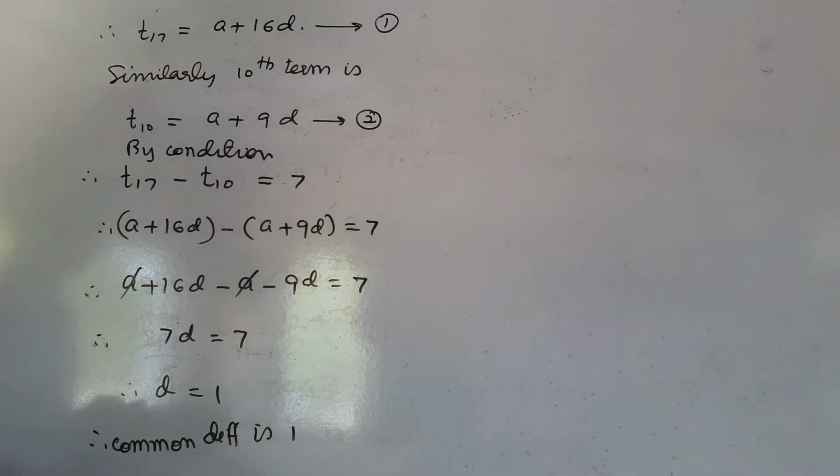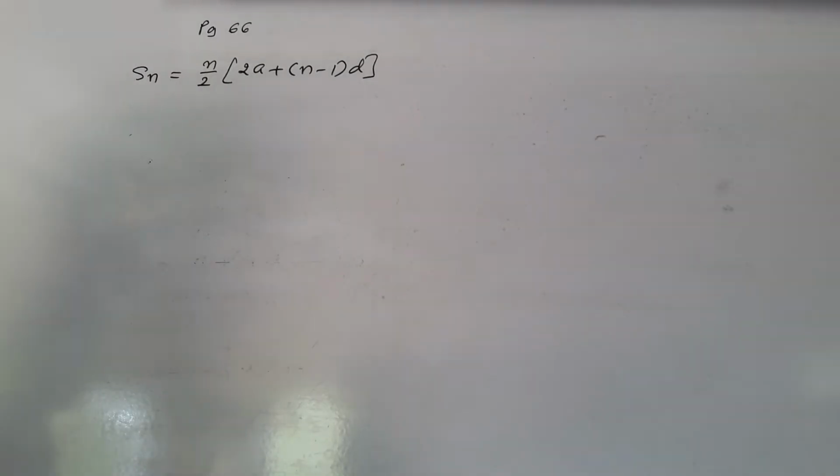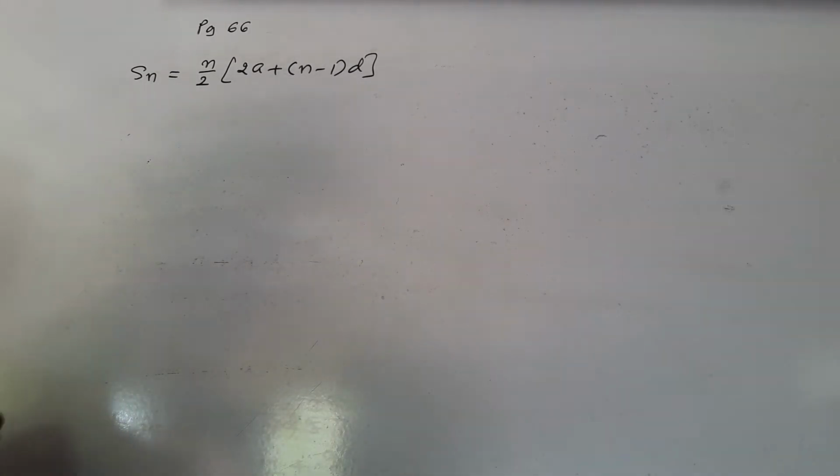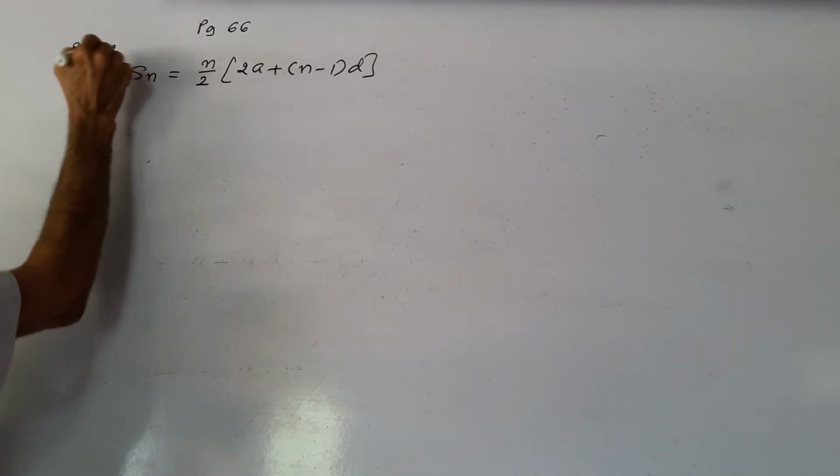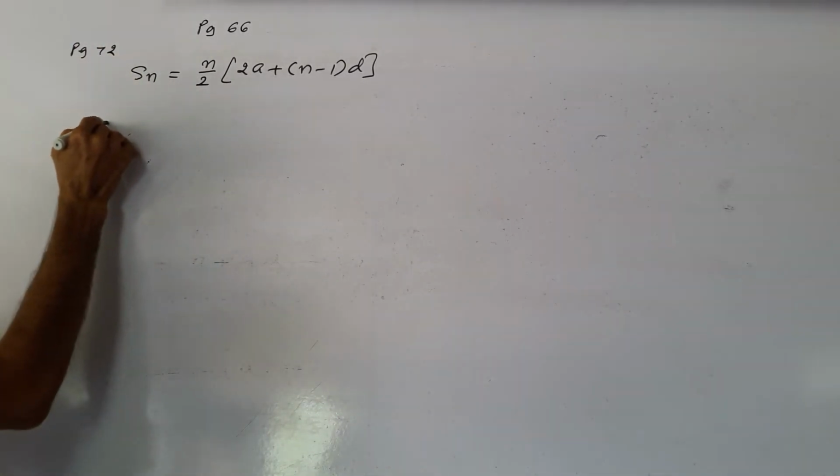Now let us take the next topic, addition. First of all, let us take the next formula for the sum: Sn is equal to n upon 2 bracket 2a plus bracket n minus 1 into d bracket complete. Now let us take the sum on page 72, sum 6.